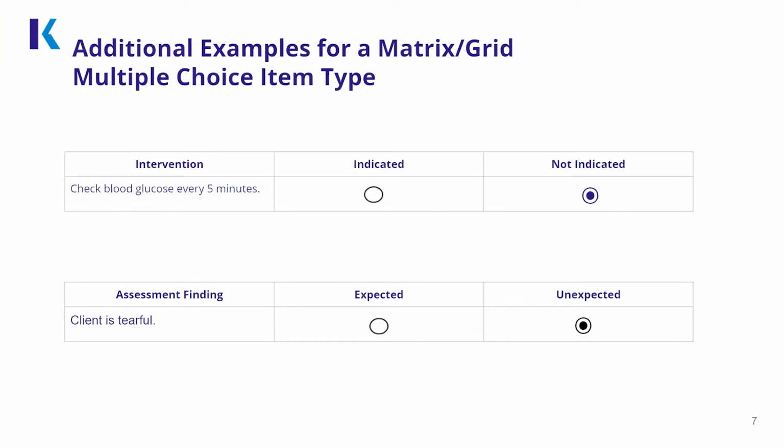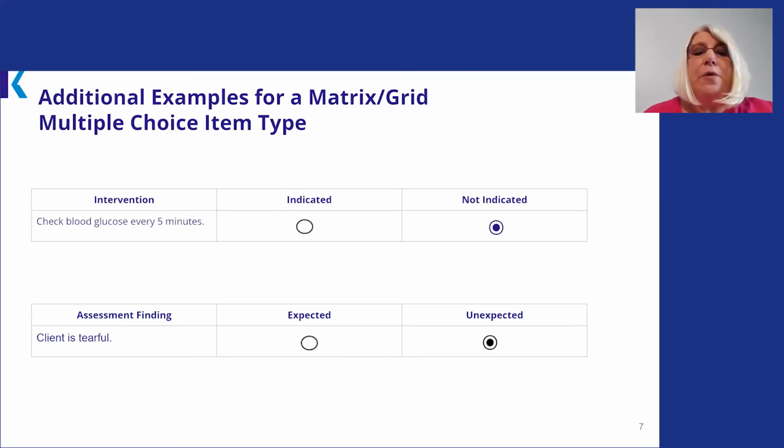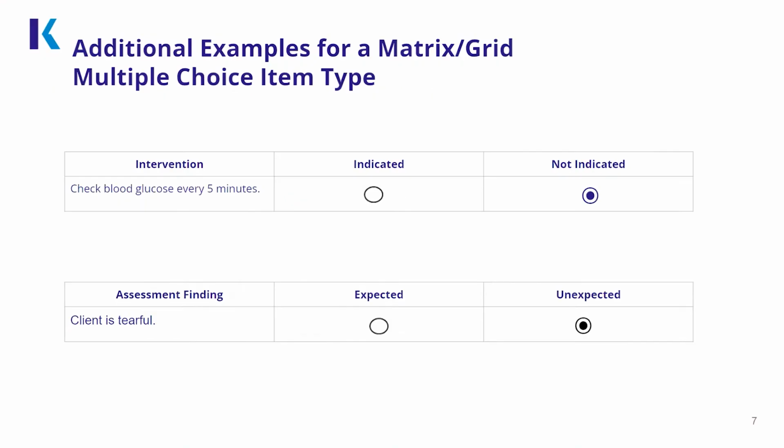I wanted to include some additional examples of heading choices. You can become very creative with both the 2-column or 3-column matrix multiple choice grid. In the top example, you could develop a question around nursing interventions and ask the student if the intervention is indicated or not indicated. In the lower example, you could develop a question around the nursing assessment findings and ask the student to determine if the finding was expected or unexpected.